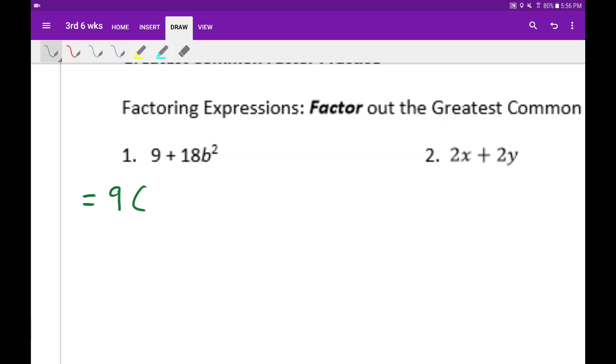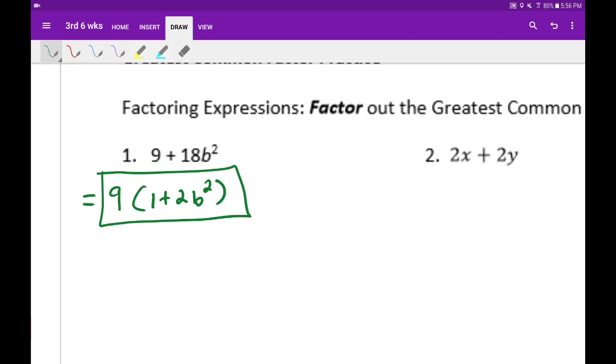Okay, in step 3, we're going to divide each term by the GCF and then write the leftovers in the parentheses. All right, so 9 divided by 9 is 1. 18 divided by 9 is 2, so plus 2, and then b squared comes with it.